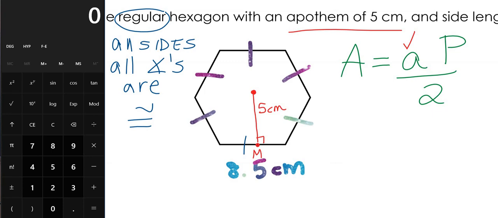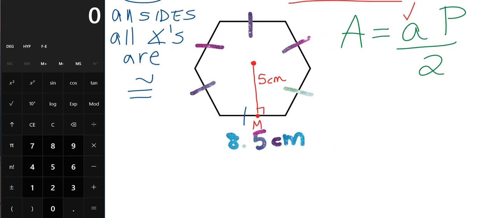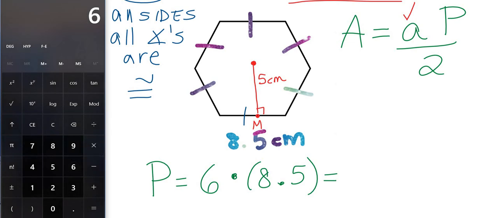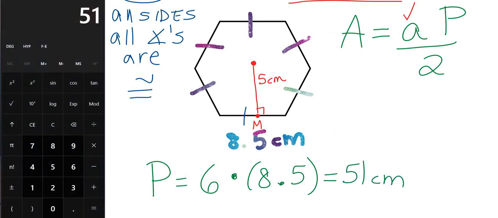So I want to get the perimeter. Perimeter means you add up all the side lengths. Since all of them are 8.5 and I have 6 sides, in order to get the perimeter, I'm going to multiply 6 times 8.5. I'll do it on the calculator to show you. 6 times 8.5, you're going to get 51. So 51 centimeters is the perimeter. It's the length of the outline for the entire regular hexagon.